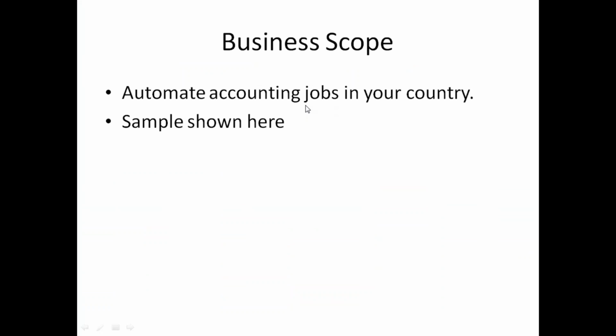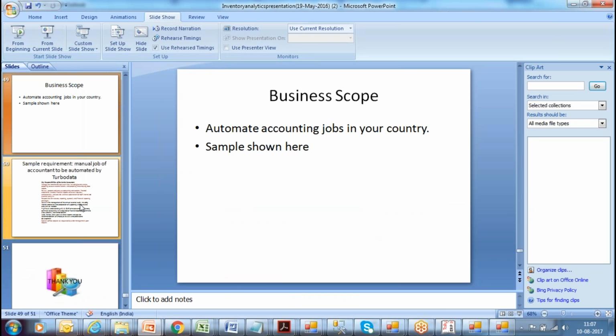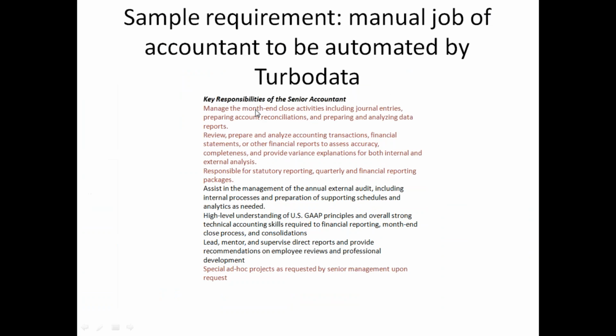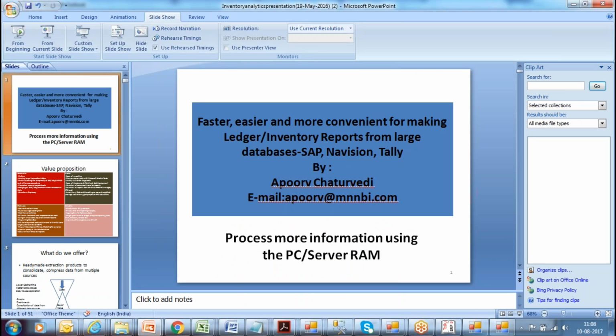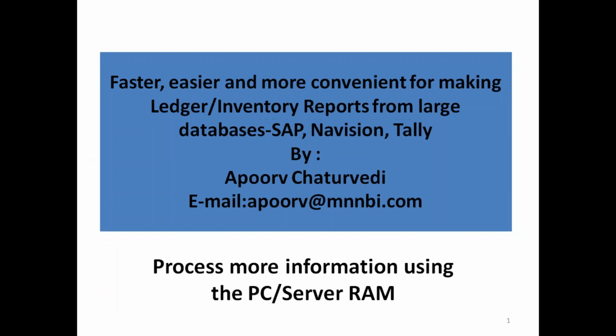So we next look at the business scope. So, for example, what we would do is we will look at a sample requirement which we can get from your job site. So this is for an accountant, and the ones which are marked in purple and orange can actually be automated by Turbodata. So next step is that the partner has to confirm whether it wants to work with us. This is again my contact information. With this, we come to the end of our WebEx demo. Thank you very much.